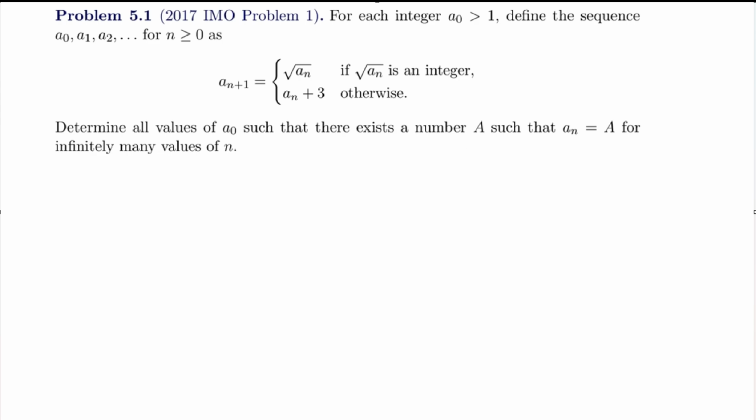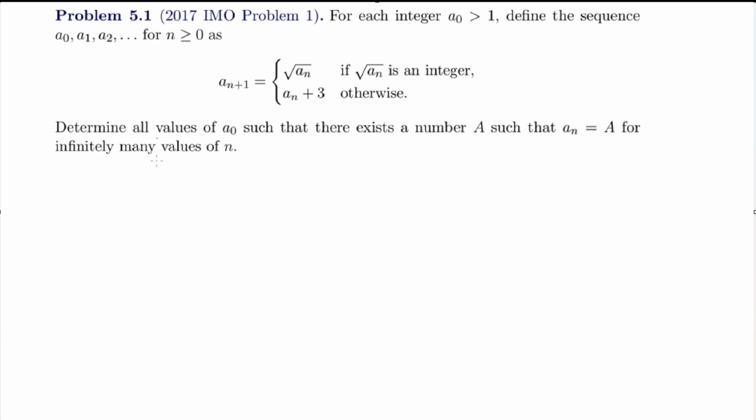Okay, so hopefully you've tried the problem by now, so let's discuss it together. The first thing we must do in this scenario is understand what the problem statement means. So what exactly is a(n+1) here? Well, if the square root of an is an integer, then we're just taking the square root. And otherwise, we're adding 3. So basically, we're square rooting whenever we can, and otherwise we add 3.